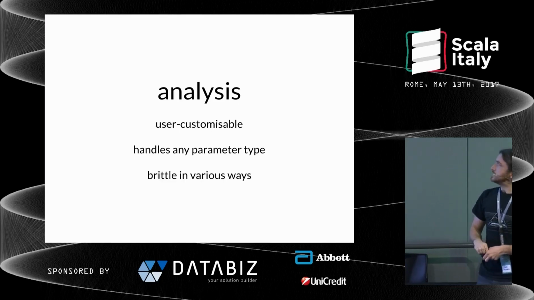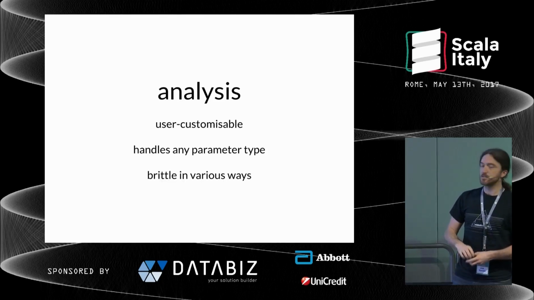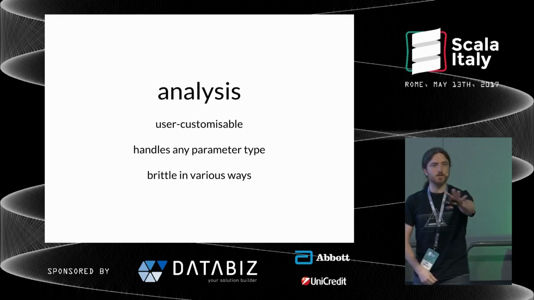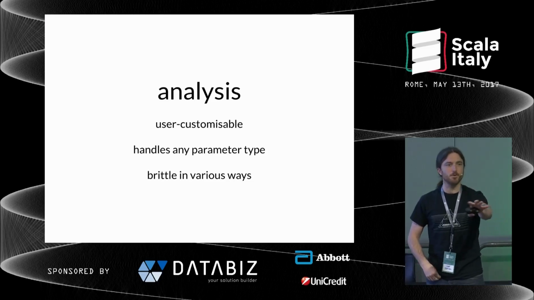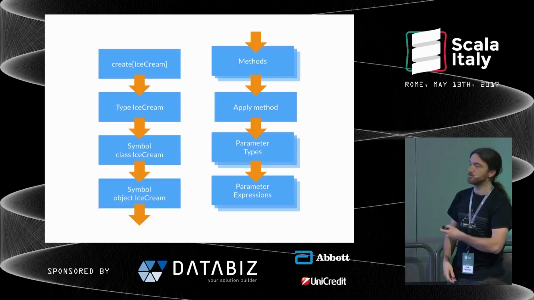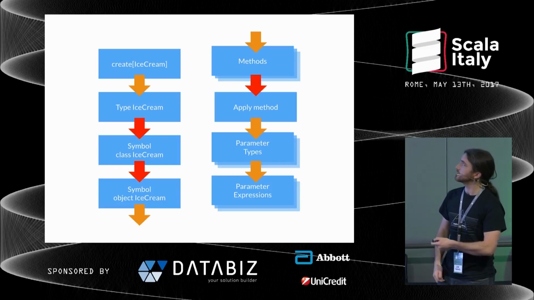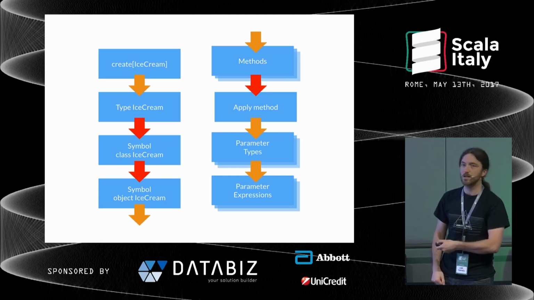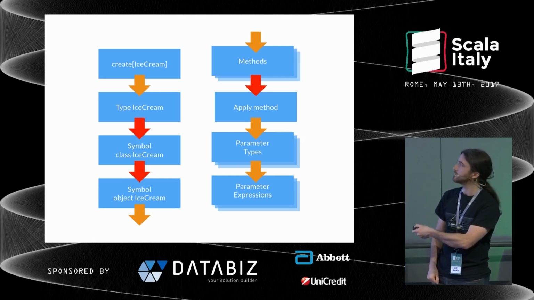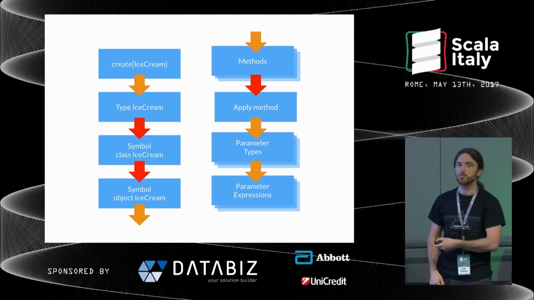So the only remaining problem with macros is they're brittle in various ways. Someone here said multiple apply methods. I can't remember who it was, but you're absolutely right. There are various ways in which our macro can fail. Some of these steps here, these red steps, can fail. So what if we call create with a type that's not a class? We won't be able to look up a symbol. What if it doesn't have a companion object? What if there are multiple apply methods?